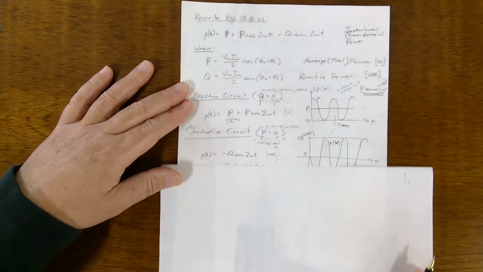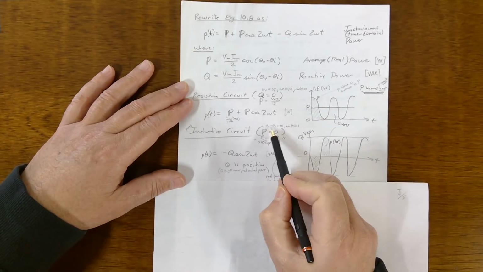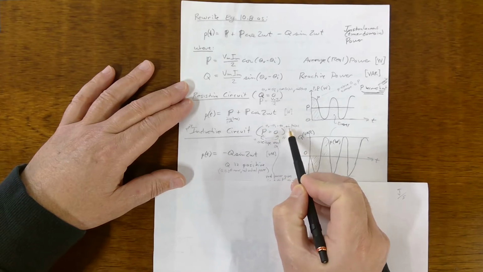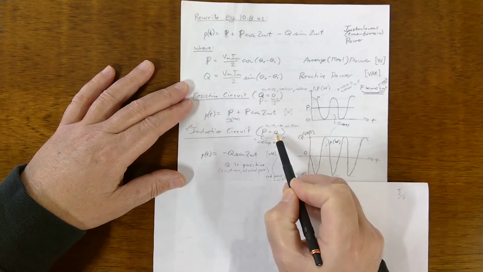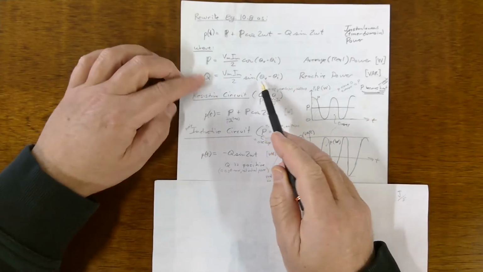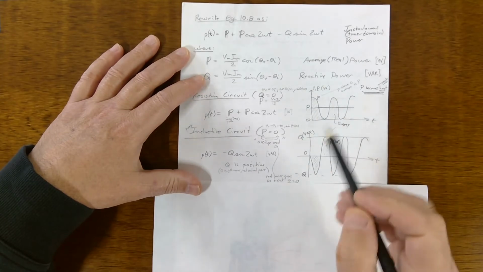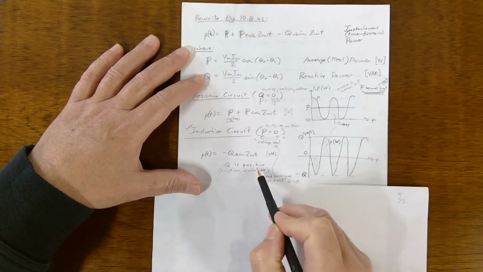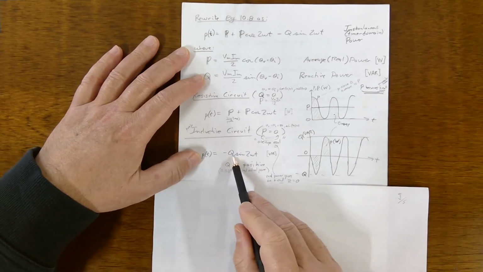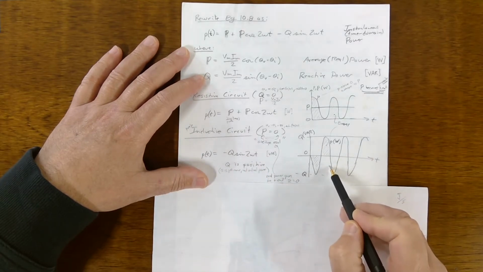Okay, what if it were an inductive circuit? Then the voltage and the current would be out of phase by 90 degrees. The sine of 90 is 1, and the P term up here drops out, and Q is positive, so P of t just becomes minus Q sine 2 omega t. It looks like this if you graph it.